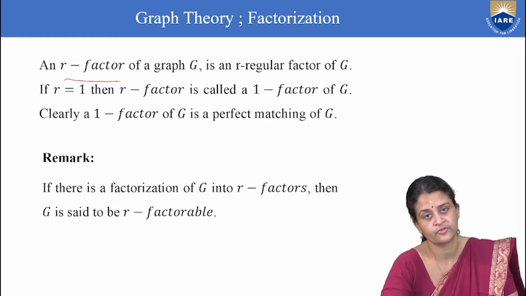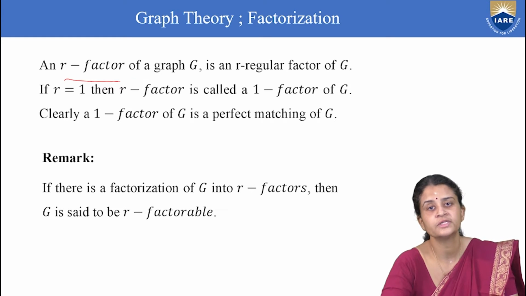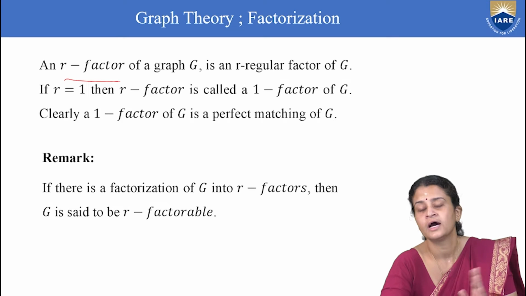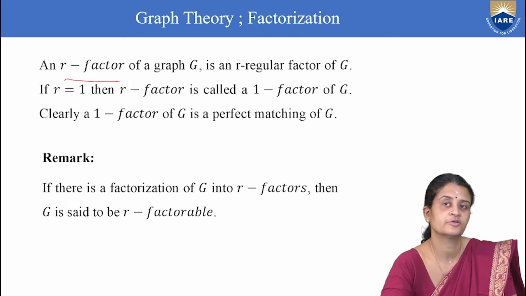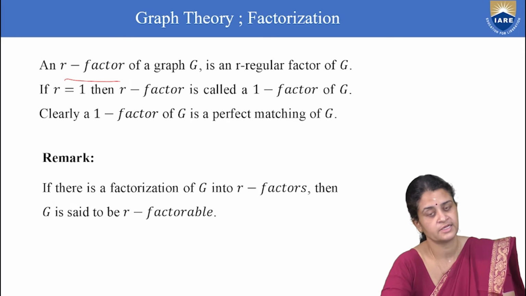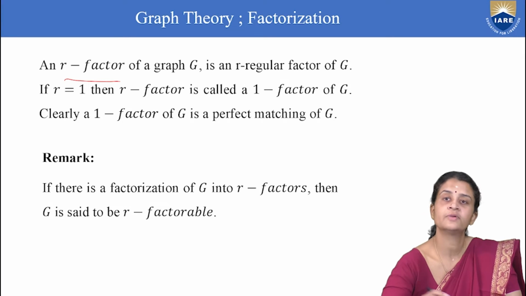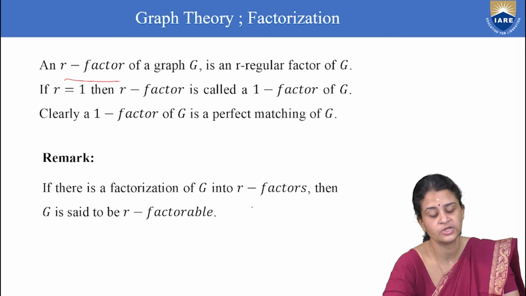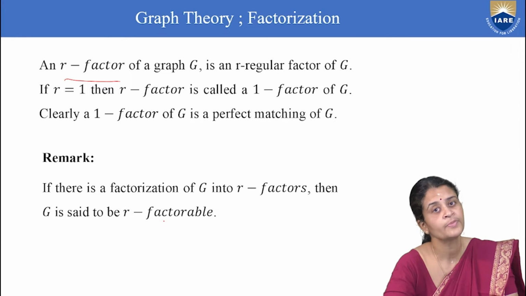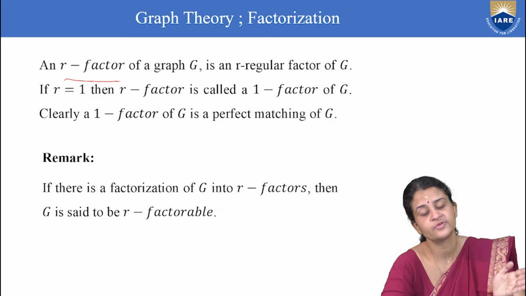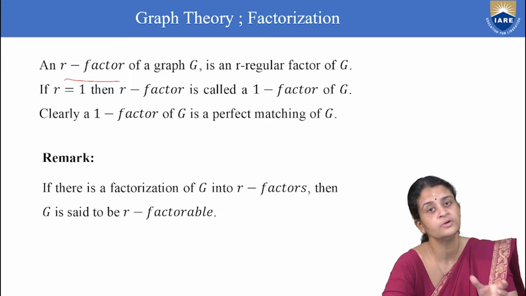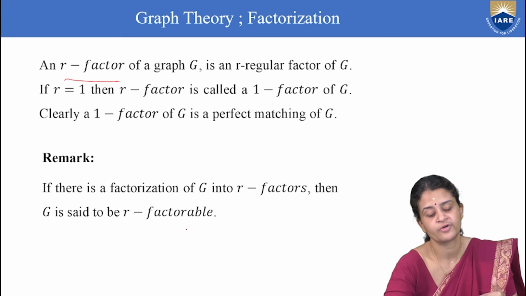Then it is called an r-regular factor, and we call it an r-factor of the given graph. If r equals 1, then the r-factor is called a one-factor, and clearly this one-factor will be a perfect matching of G. Let's see this in examples. One remark is that if there is a factorization of G into r-factors, then G is said to be r-factorable. That means if we can decompose G into subgraphs such that each is an r-factor, or r-regular factor, then G is said to be r-factorable.